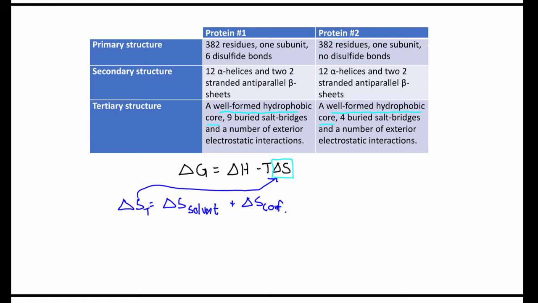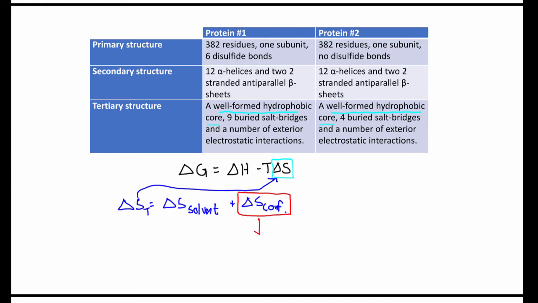And so what we want to do, first of all, is just think about this. Let me just ask you, is that going to be positive or negative? When the protein folds, going from its unfolded state to its folded state, will this be positive, or will this be negative, or will it be zero? What do you think? And hopefully you thought to yourself, this should be negative.